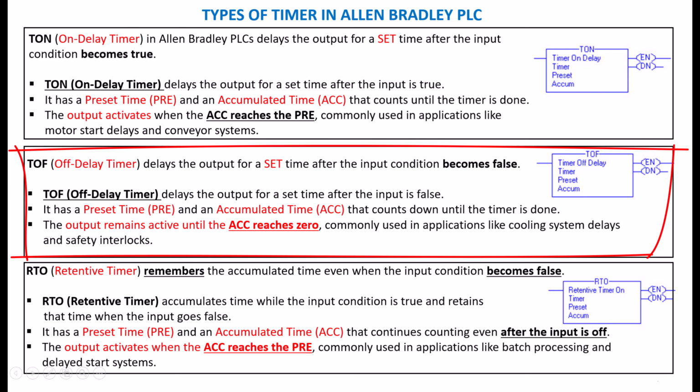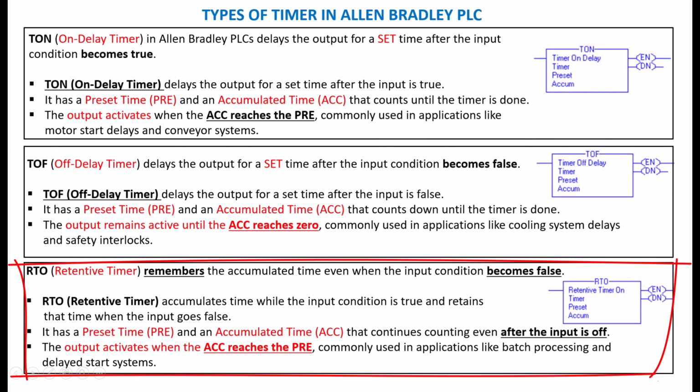When the input goes false, the TOF begins counting for a preset time. Just like with the TON, it uses a preset time, or PRE, and accumulates time in the ACC variable. The output will remain active for the duration of the timer, allowing you to create processes where you want to maintain output even after the triggering condition has been removed. This is particularly useful in applications like fans that need to continue running after a machine is turned off to cool it down properly.